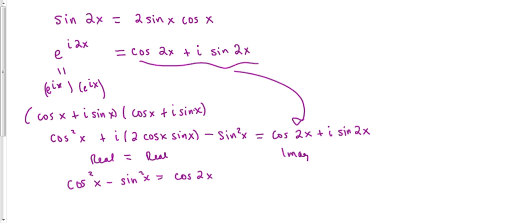And I can also say that the imaginary parts of each side have to be equal. So that tells me that 2 cosine x sine x has to be equal to the imaginary part of the right-hand side, which is equal to sine 2x.